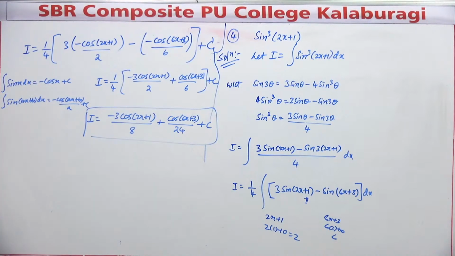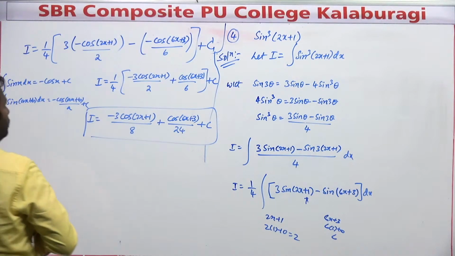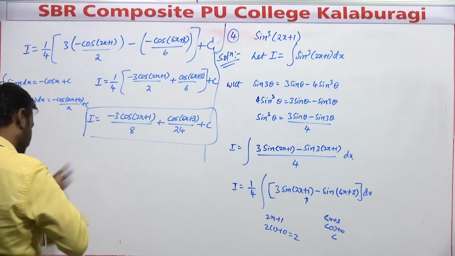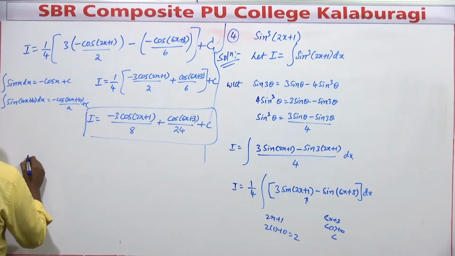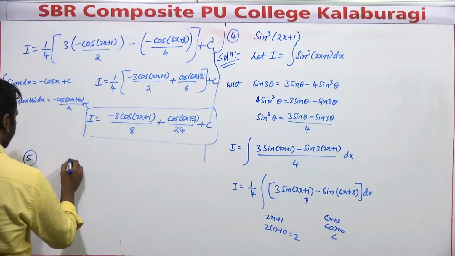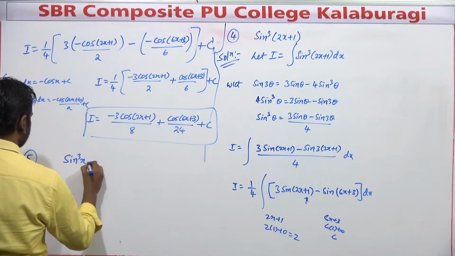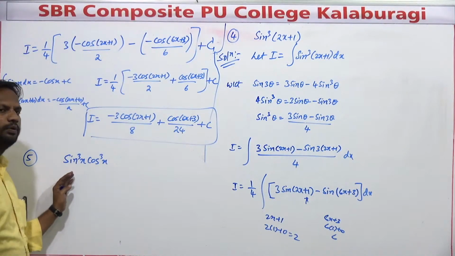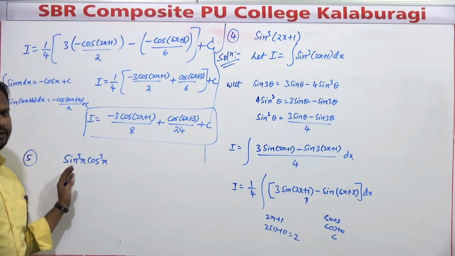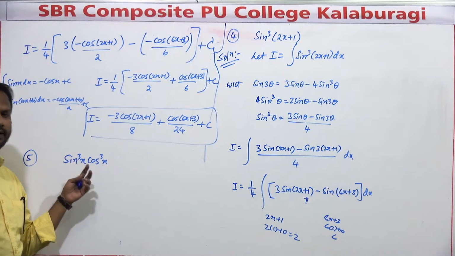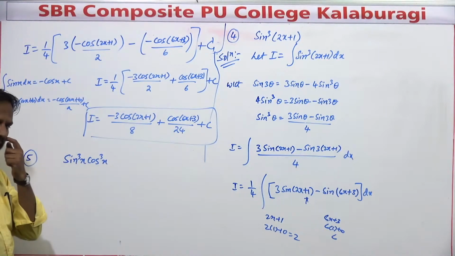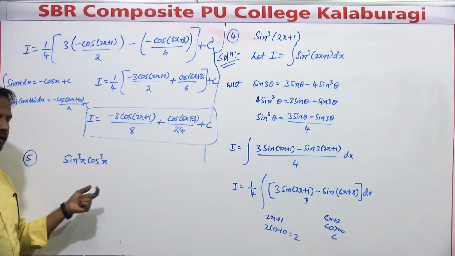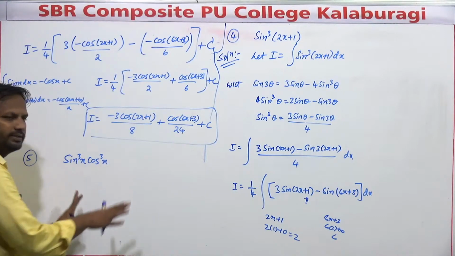So now let us move on to the fifth one. Let us move on to the fifth problem. We have to integrate this function here: sine cube x cos cube x. So I told you that you can substitute sine differentiation as t, or cos as t. Yes, of course, you can substitute here. Why? Because we have the same angle. That too, we have to split the things there.